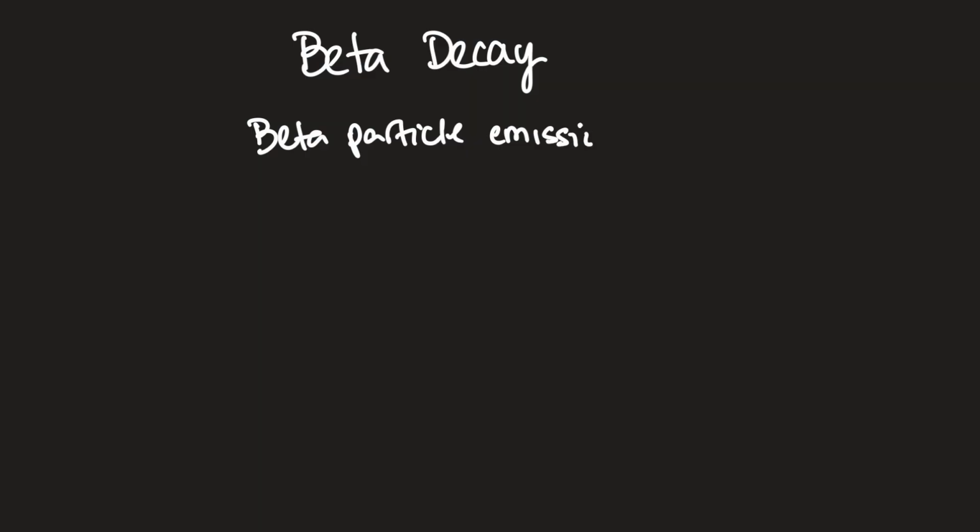Now, a beta particle essentially is really just an electron that gets emitted. And so sometimes we say beta particle emission or electron emission. And so the symbol tends to look like this. We will write 0, -1 emission, or 0, -1 beta.